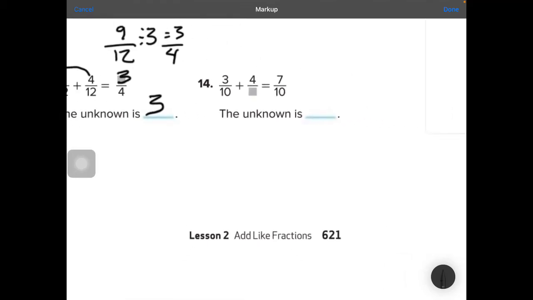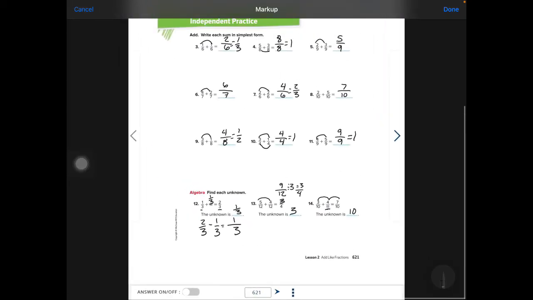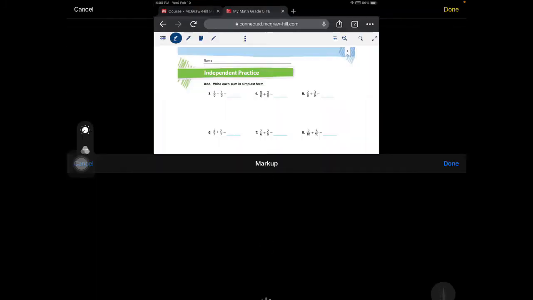Looking at this addition problem, I can look, there's a missing denominator there. But for them to have added this across, it would have had to have been 10, a like denominator. Because right here we have 3 plus 4 equals 7, and that is correct. So 10 is our missing number.